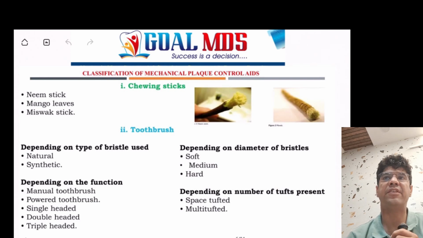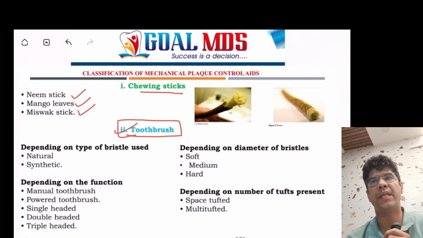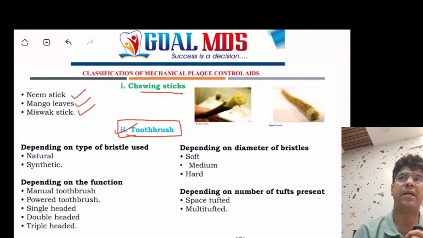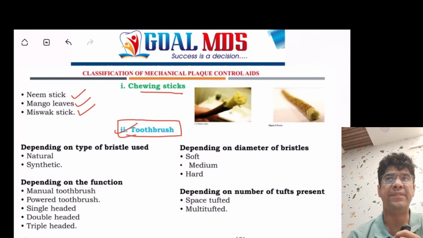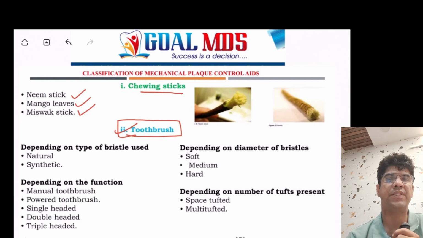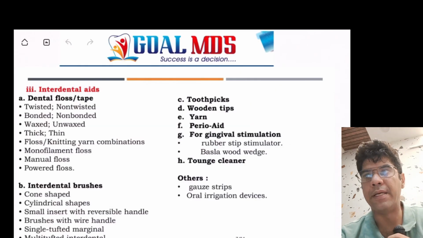Now what is the classification of mechanical plaque control aids? Number 1, you can use chewing sticks, which include neem sticks, mango leaves or miswak sticks. The second mechanical method, the most commonly used, is the toothbrush. Depending upon the type of bristle, it can be natural or synthetic. Depending upon the diameter of the bristle, it can be soft, medium or hard. Depending upon the number of tufts present, it can be spaced tuft or multi-tufted. Depending upon the function, they can be manual toothbrush, power toothbrush, single-headed, double-headed or triple-headed.